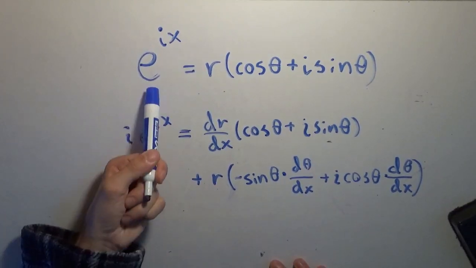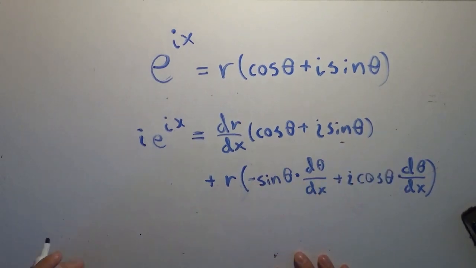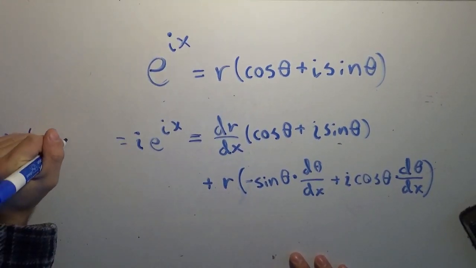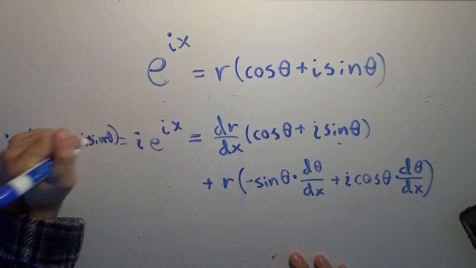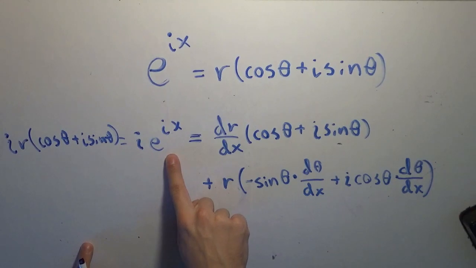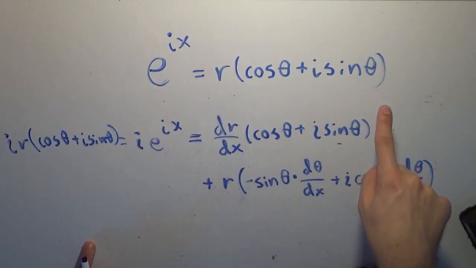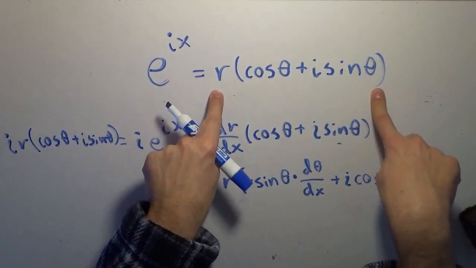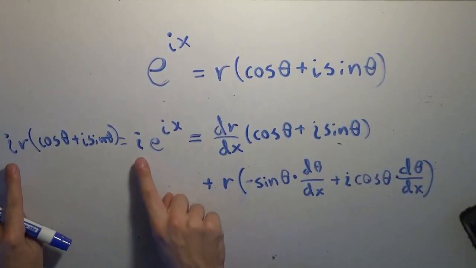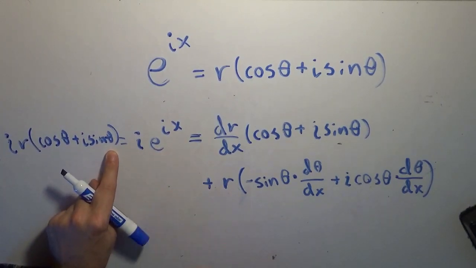But notice that the derivative of this function is just i times the original number. So we can actually say that this is equal to i times cosine of theta plus i sine of theta. Because look, it's just i times e to the ix, and we already assumed that e to the ix was equal to this complex number representation. So we can simply replace the e to the ix with what we said it was equal to, which is why it now says i times r times cosine of theta plus i sine of theta.